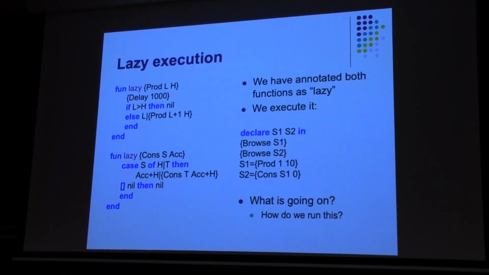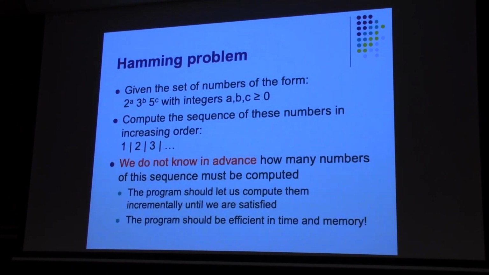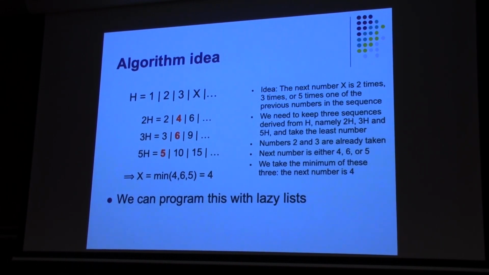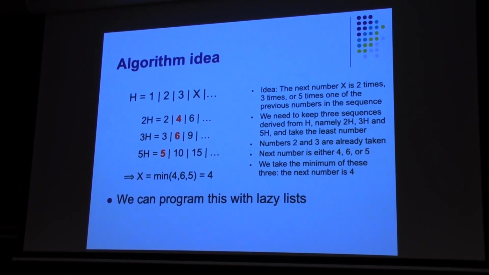This is what we saw last week. I'm not going to go over too much. Let me go over just one thing. Remember the Hammock problem where we had to find a list of numbers. These numbers have lots of gaps, 2 to the A, 3 to the B, 5 to the C, and we want to have them in sequence, with all of the ones in sequence. So how do we do that? That's really easy to program when you use lazy evaluation. We take 3 streams, 2 times H, 3 times H, 5 times H, and we merge them together.